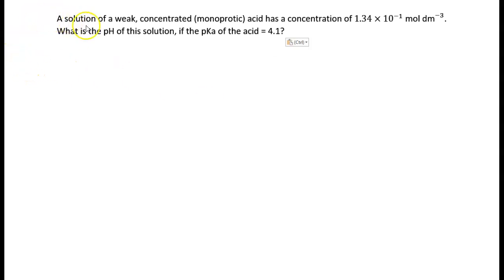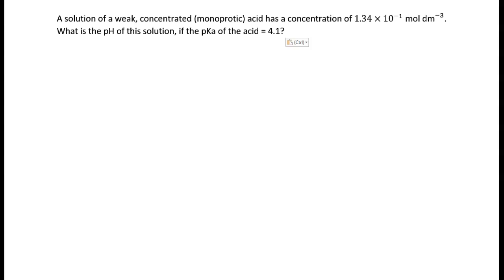Now in this example, we are dealing with a weak acid, which still is concentrated and producing only just one proton, but it is a weak acid. We've been given the concentration of the acid, and we have also been given the pKa value of the acid of 4.1, and we want to calculate what is the pH of this weak acid solution.